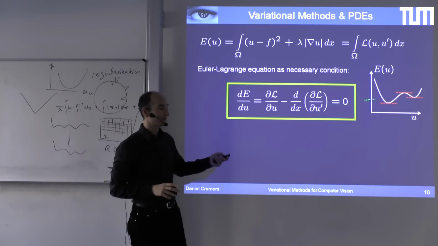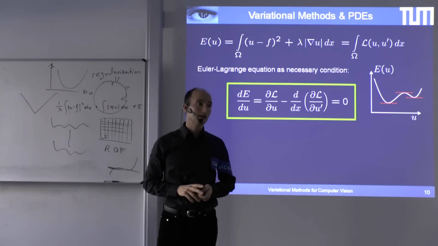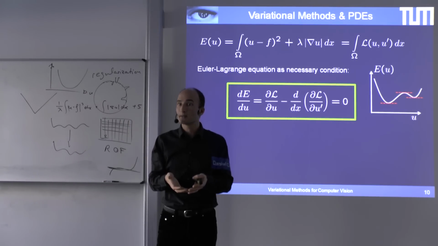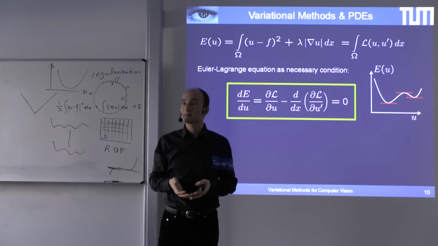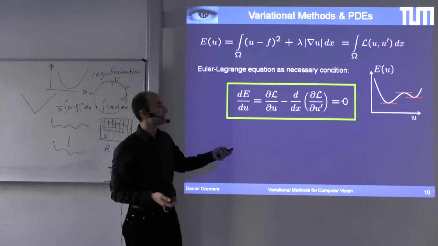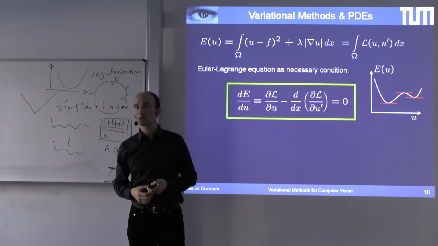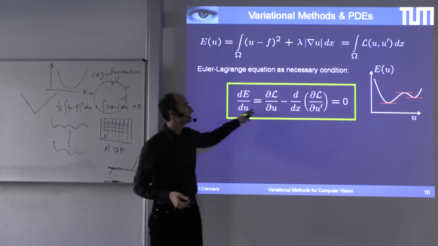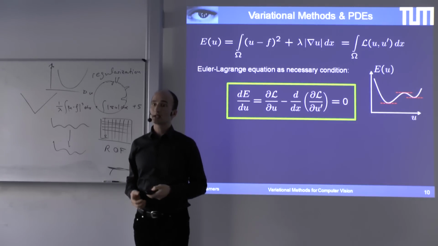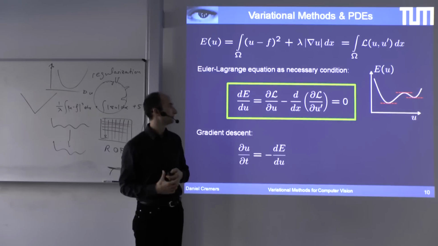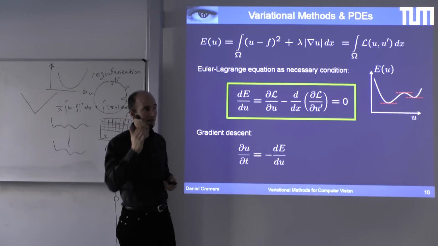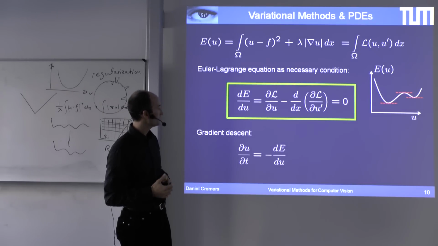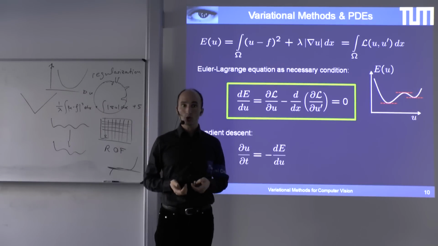But this becomes a sufficient condition once we know the energy is convex. Because if it's convex, there is only one minimum, and there are no maxima, and there are no saddle points. So with convexity, this is a sufficient condition for optimality. And this is why, in conjunction with convexity, the variational techniques really make a lot of sense. If you don't have convexity, I was saying one classical strategy is to compute the best local optimum.